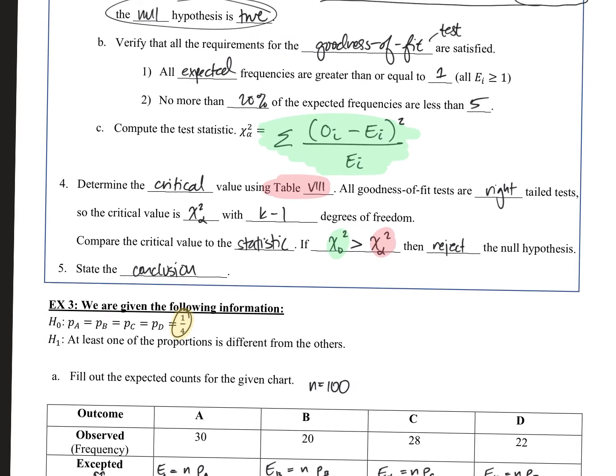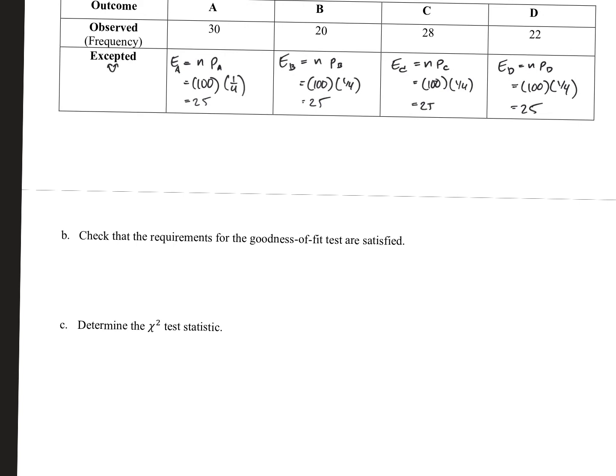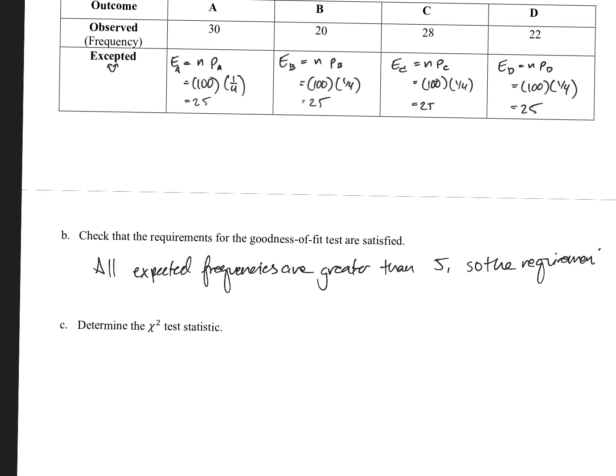Well, none of our expected frequencies are less than 5. So we'll go ahead and just write this down in one fell swoop. We'll say all expected frequencies are greater than 5. So the requirements are satisfied.